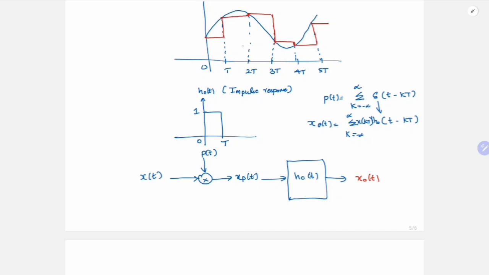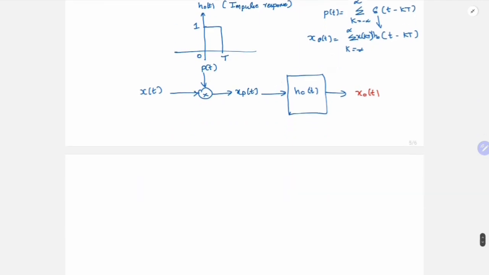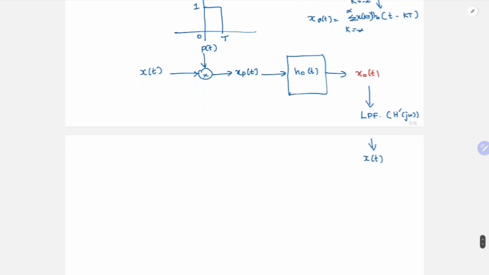And how will you recover this x of t again from x0 of t? In essence, you are again going to pass this through another low pass filter with, let's say, transfer function h prime of j omega, and you need to get x of t back. So your h prime of j omega should invert whatever was done here, the multiplication with p of t, and then passing it through this system with impulse response h0 of t.